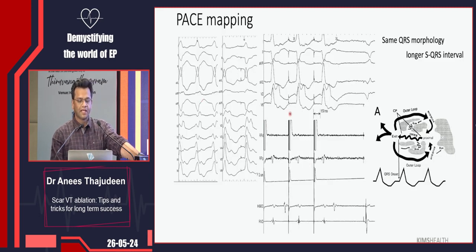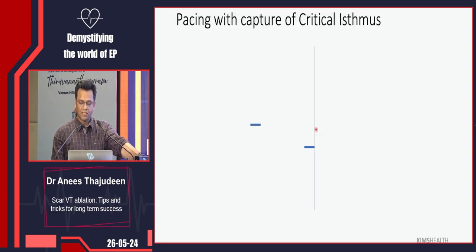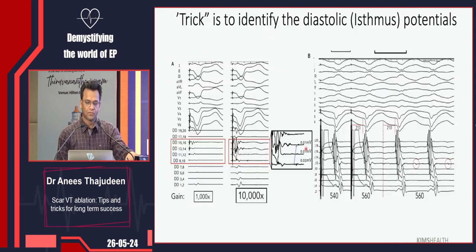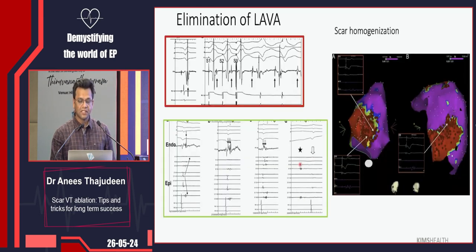So this is pace mapping, again showing the same QRS morphology as during tachycardia with a longer stim to QRS interval. And this is pacing during tachycardia, pacing induced VT, where there is also entrainment and showing a mid-diastolic potential during tachycardia. So I will just go through some important aspects, like you have to ideally gain up the signals to identify these very small potentials which are targets. There are multiple methods of elimination of these potentials, including elimination of the late activation potentials by pace map, decremental pacing. Scar homogenization is another technique which we don't follow exactly.